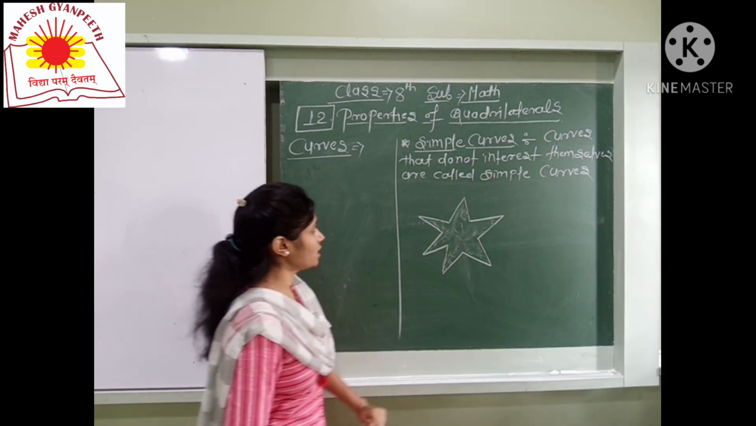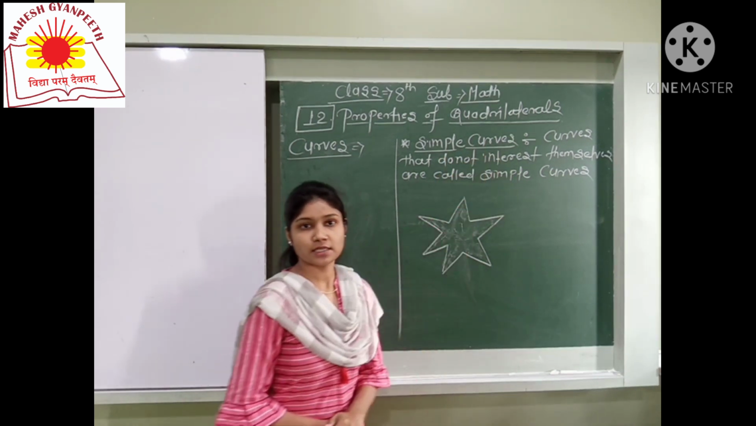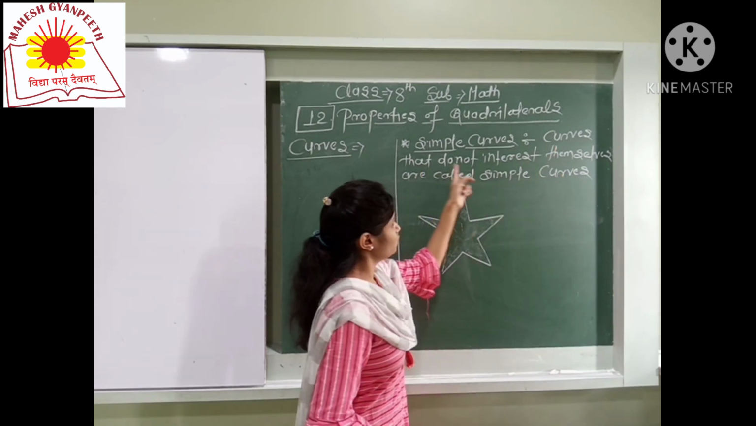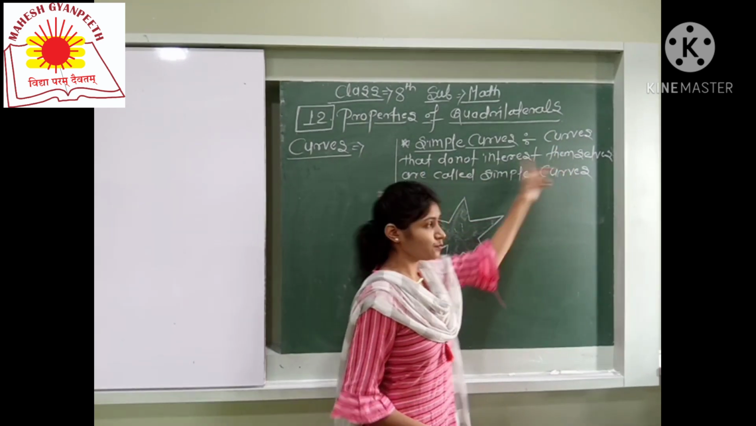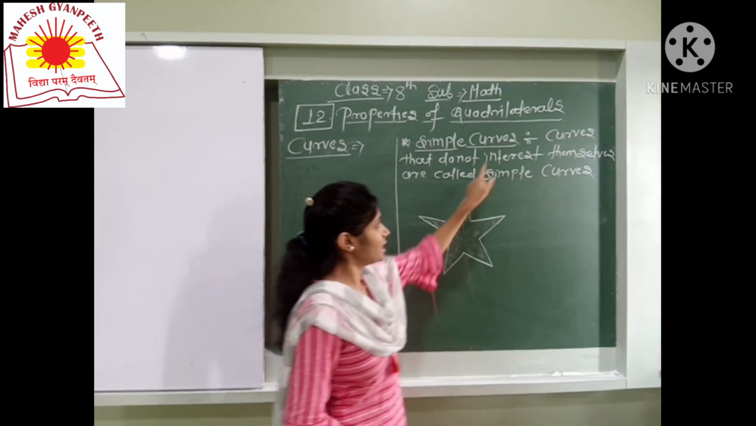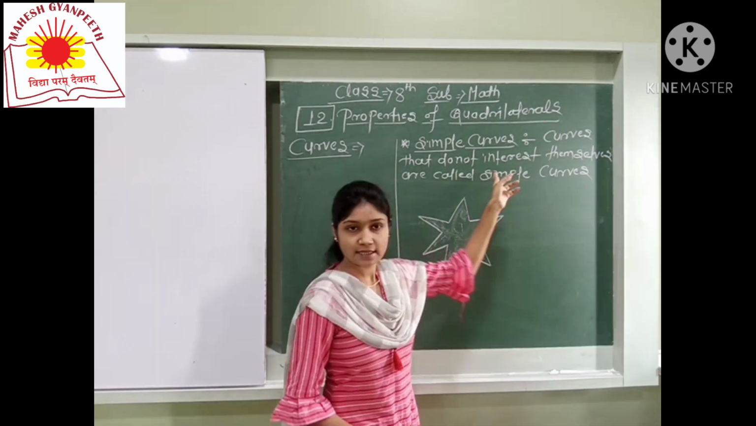Okay students, now see here. First is a simple curve. What is meant by a simple curve? See the definition: curves that do not intersect themselves are called simple curves. The simple definition of a simple curve is: curves that do not intersect themselves.